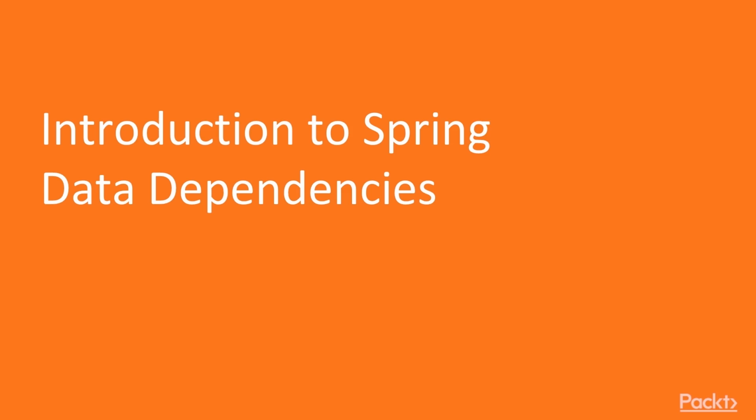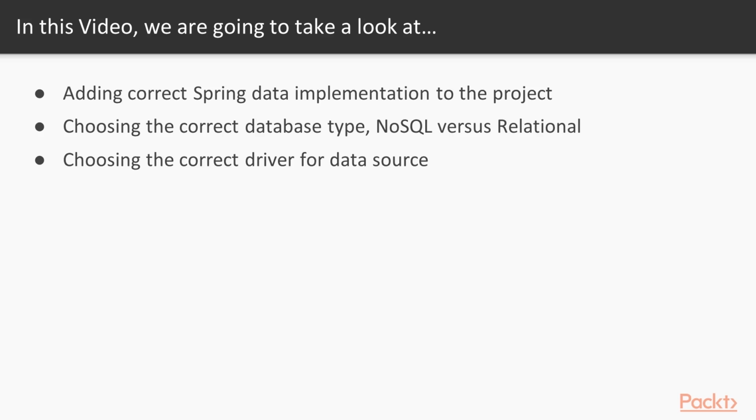This video will consist of an introduction to dependencies, what we need to add to create an application with Spring Data. We will add a correct Spring Data implementation to the project using a Gradle dependency, and then discuss a little bit about the correct database type, whether we are going the NoSQL or relational route. And finally, when we have all of that figured out, we'll create our database and user for that and set up the proper application properties to run our data connection.